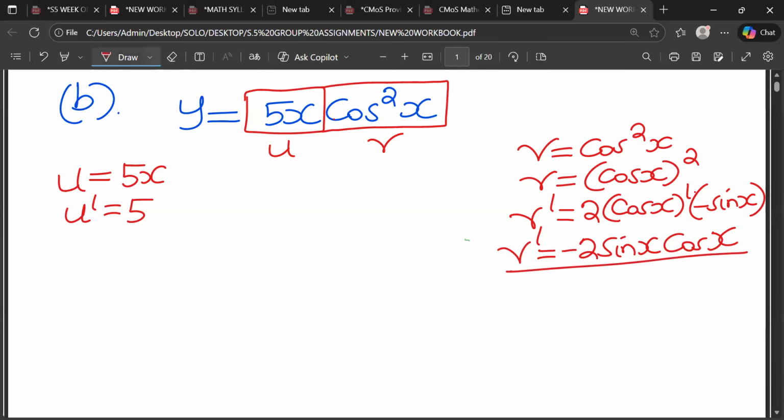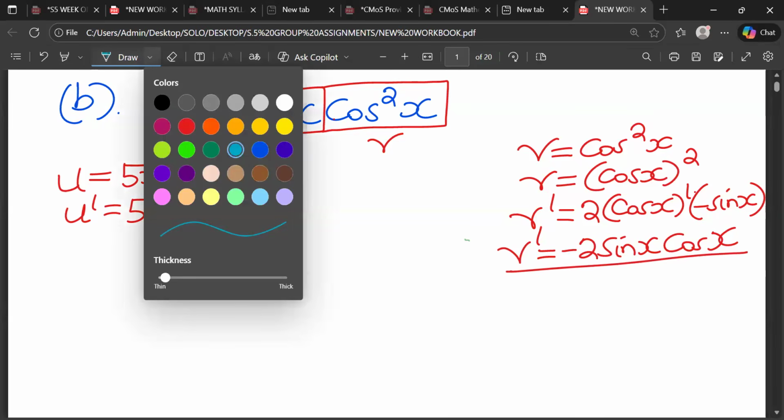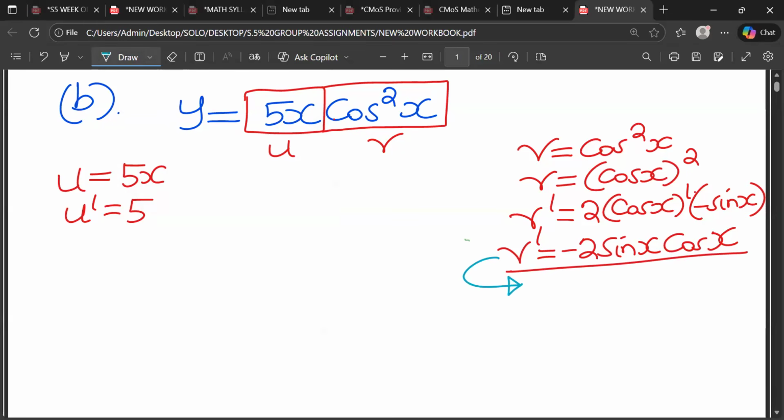But there is this math student who has just revised double angle. They can realize and say this is the same as negative sin 2x. I don't know if people are aware that sin 2x is the same as 2 sin x cos x. I think you people are aware, not so? So v prime is like negative sin 2x. You can leave it as the other one.